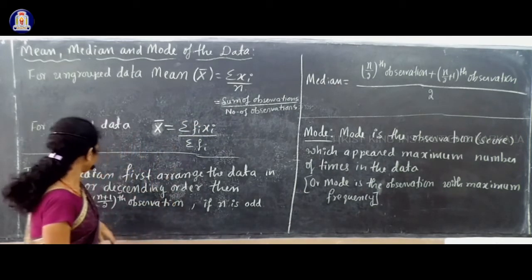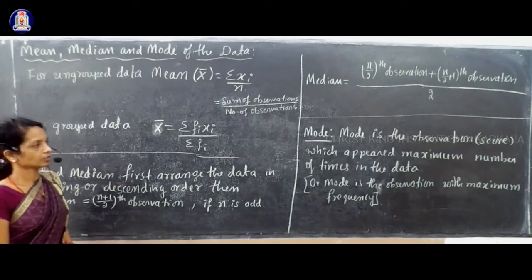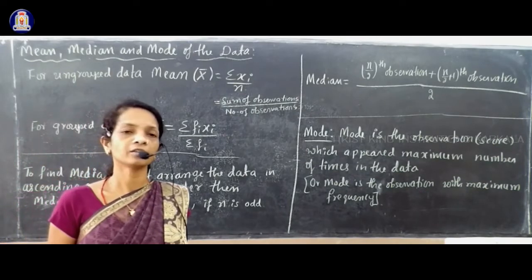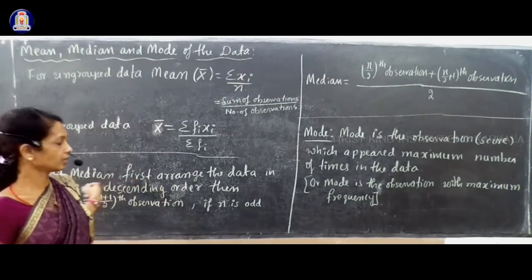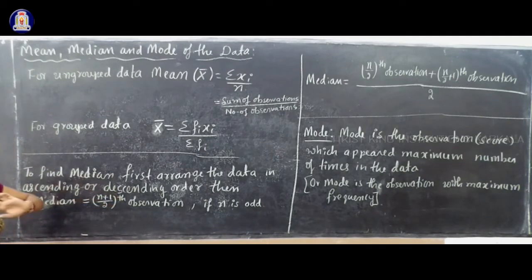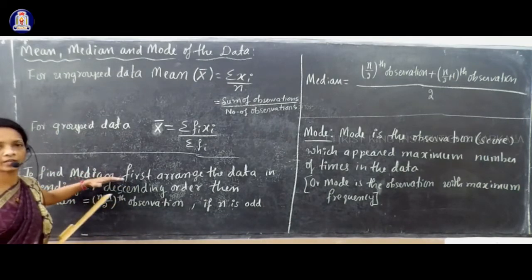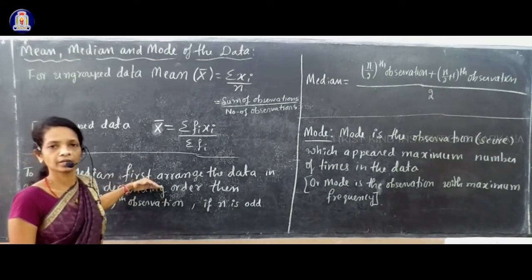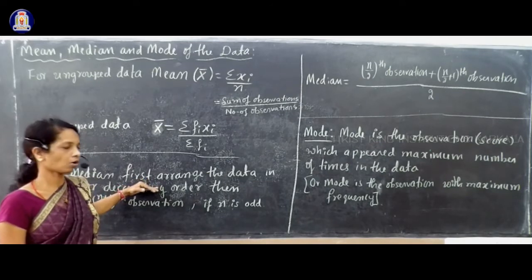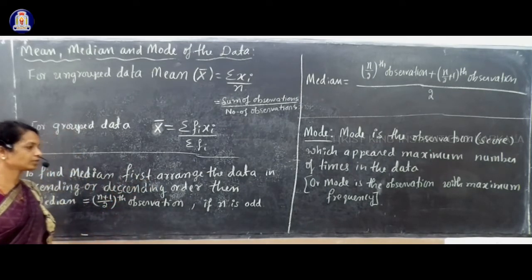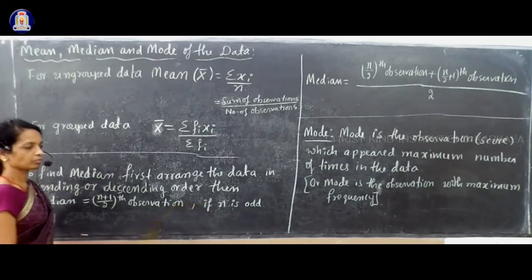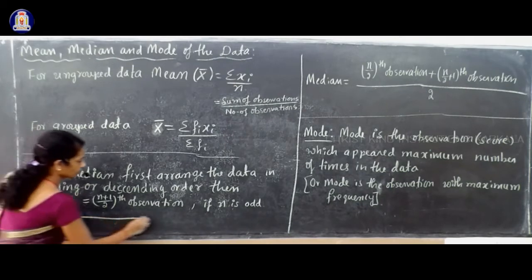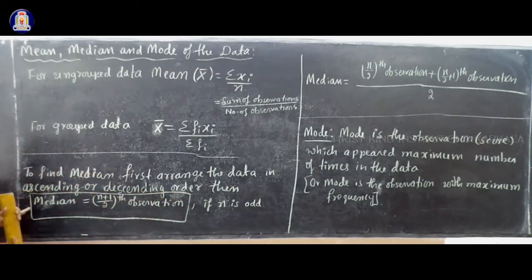Okay, mean. Next, to find the median. Suppose you are given ungrouped data. You have to arrange that data in ascending or descending order, either increasing or decreasing. You should not take the data as it is to find the median. First you arrange the data. After that, suppose you are given an odd number of observations, then the median will be the middlemost score, that is the middlemost observation.